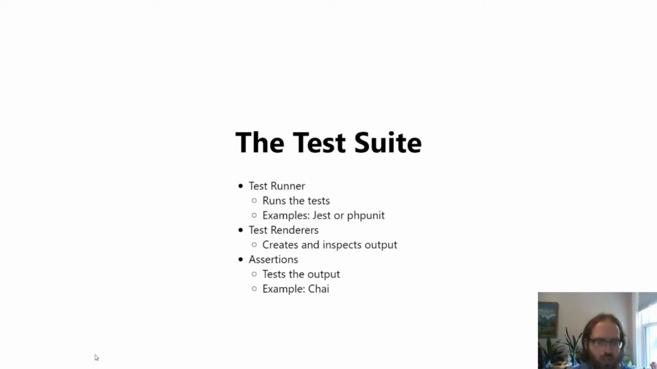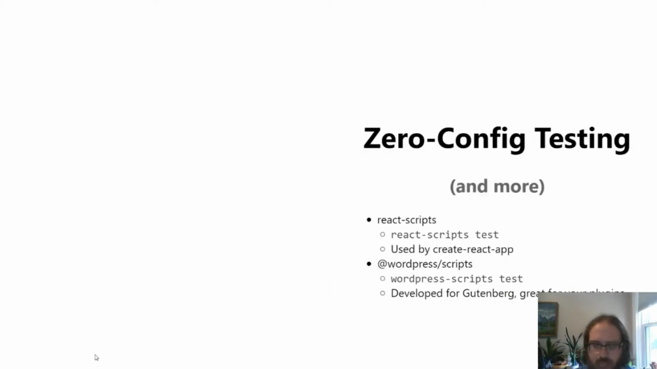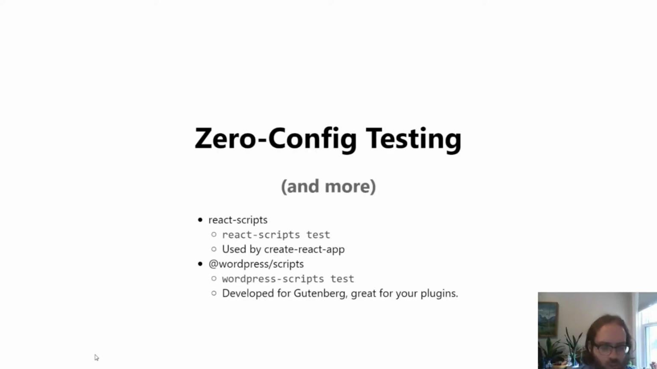So you have this whole test suite. You have something like Jest, or in PHP, PHPUnit, that runs the test. You have the test renderer, which we've looked at. You've got the assertions. And again, these all get rolled in with your compiler and your build scripts, with React Scripts. The zero config tool for WordPress development is WordPress Scripts. We'll look at both today.